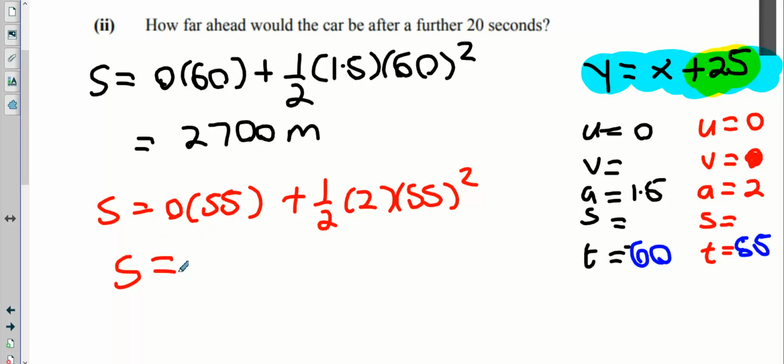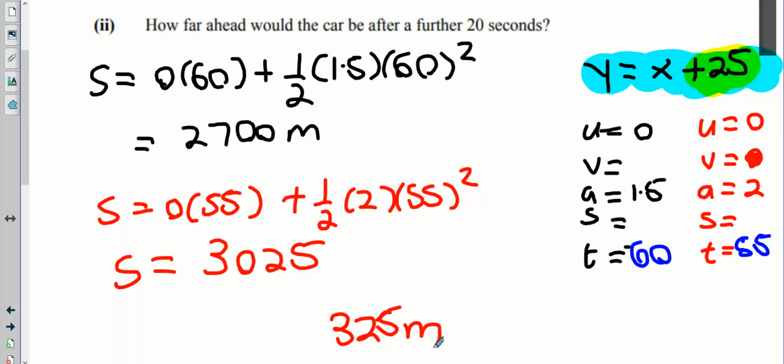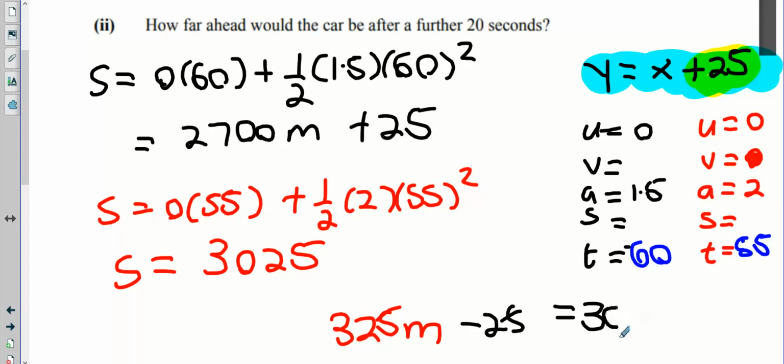Prediction time. Are we expecting it to be bigger than 2,700 or smaller than 2,700? It's the car. The car caught the van, overtook the van, and traveled another 20 seconds down the road. It's got to be bigger. 3,025. Excellent. Now, here's the deal. The answer, if I took the two of them away from each other, it's 325 meters. Somebody's like, I got that. You did me. No. There was an extra 25 that the van started off with. Remember, the van had a 25-meter head start. So you take away 25 and you get 300 meters.